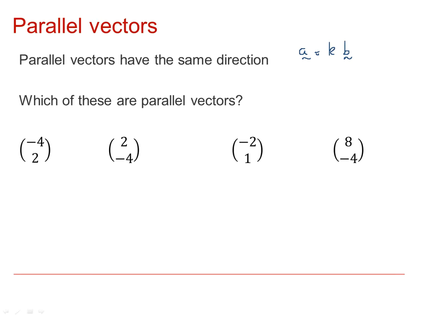So which of these are parallel? Just take a little bit of time, pause the video if you wish, to decide for yourselves which of these are parallel vectors. Well, hopefully you've seen that the first and the last one here, if we multiply by -2, then we can see that we get 8, -4. So -4, 2 is parallel to 8, -4.